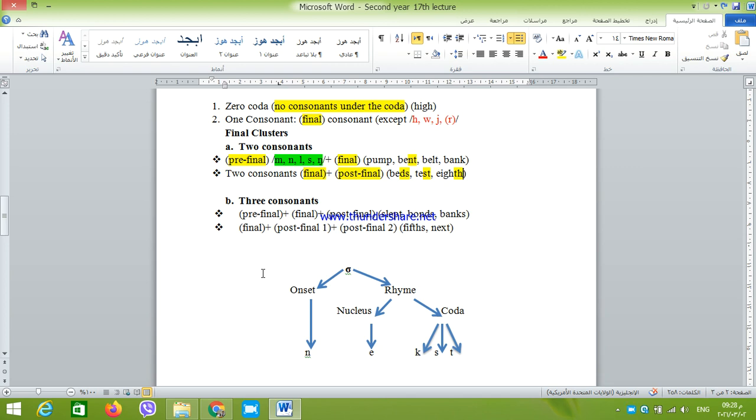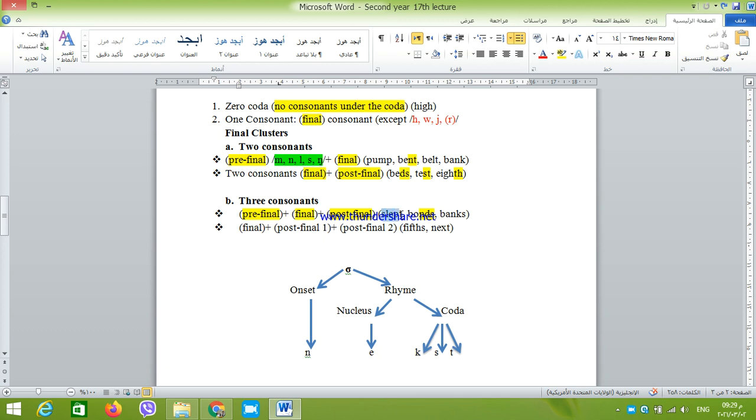Now, final clusters with three consonants. Is it possible in English? Yes, it is. We have pre-final, we have final, and we have post-final. Look, here we have bones, n, d, z.